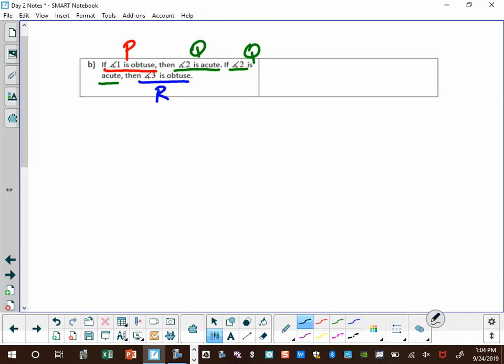All right. I'm going to cut out my middleman. So what is my sentence here? If what? If angle 1 is obtuse, then what? Angle 3 is obtuse.